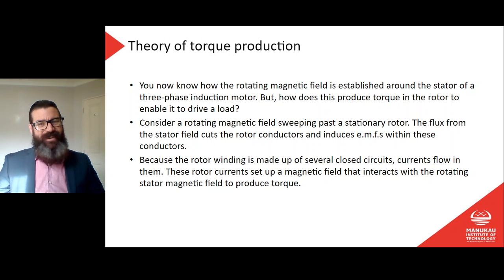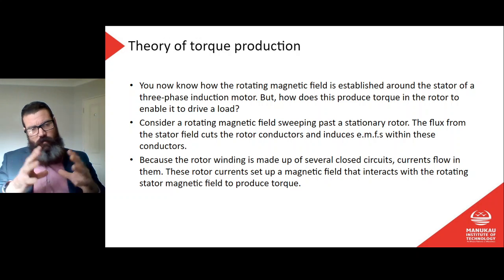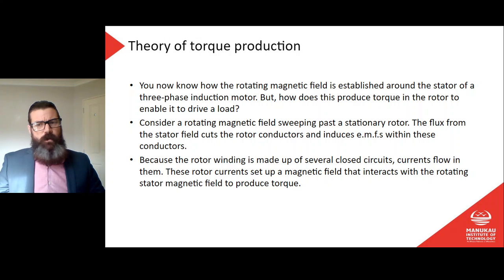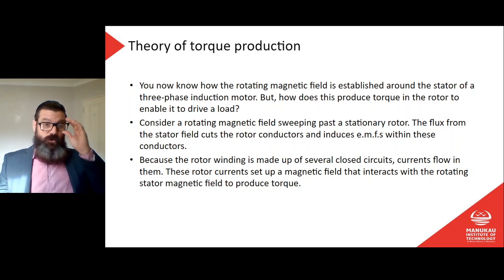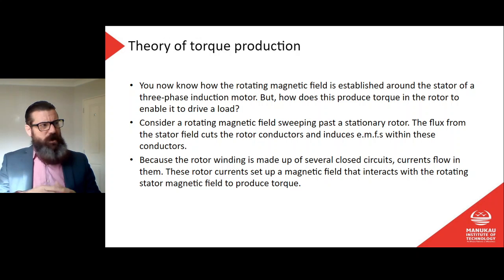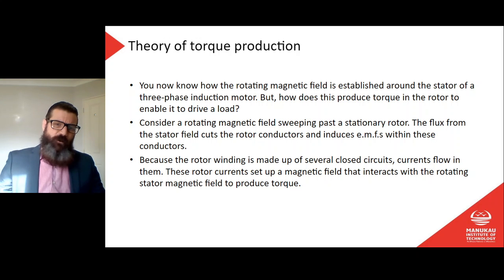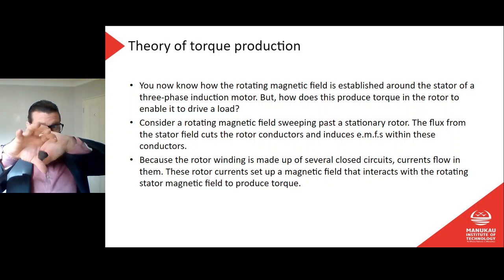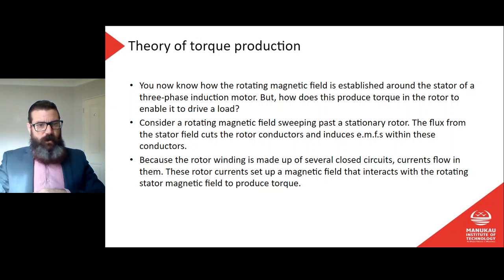So we know how a rotating magnetic field is established around the stator of a three-phase induction motor, right? We have a 120 degrees separation of phases, which creates a rotation. But how does this produce torque in the rotor to enable it to drive a load? So the rotor is what's turning, that's driving the load. So how does our rotating magnetic field work? What does it do? So consider a rotating magnetic field sweeping past a stationary rotor. So our rotor is stationary and there's a rotating magnetic field around it.